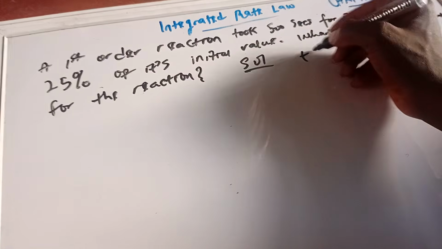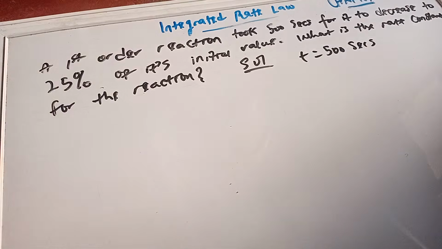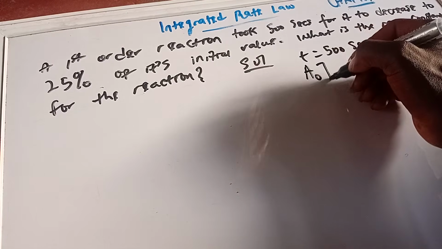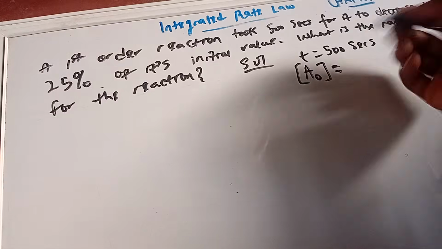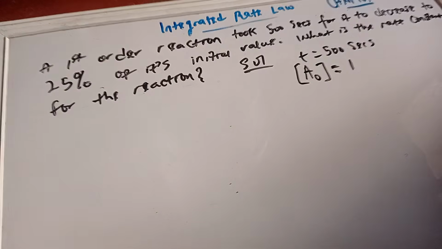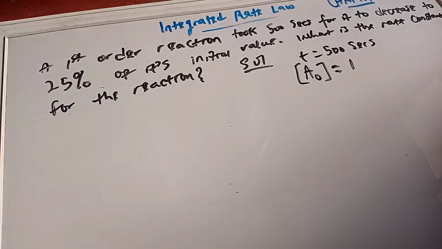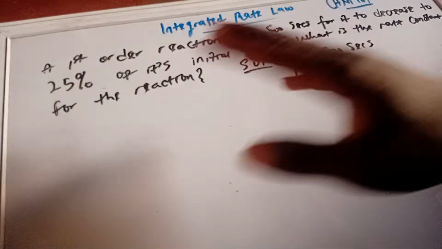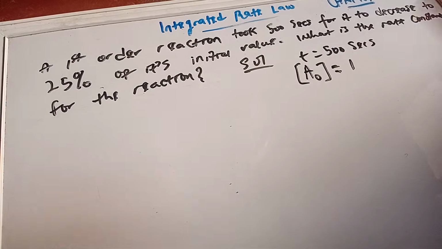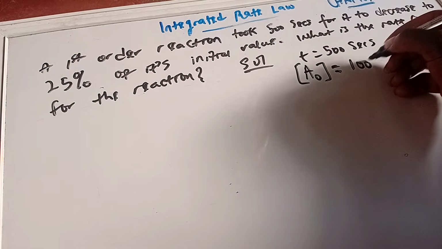Now, our time equals 500 seconds. It took 500 seconds for it to decrease to 25% of its initial value. So the initial concentration, let's assume that it is 1, or you can also represent it with 100%. If you want to write 25% of 1, you say 25 over 100 times 1, it gives you 1 over 4. So you write 100% and leave 25% for your A t, or you write 1 and 1 over 4 for your A t. Either way, you still get your answer. So okay, let's just use 100%.